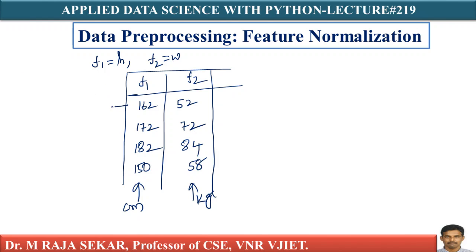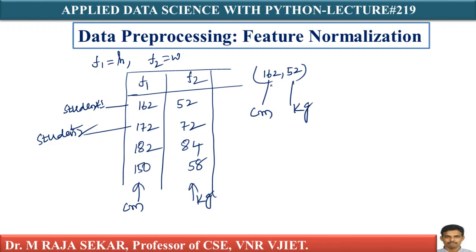I am collecting weights and heights of students. This is student 1, this is student 2, and so on. If I put each of them as a data point, what is my first data point? 162 comma 52. One of them is in centimeters, and the other is in kgs: 162 centimeters and 52 kgs.